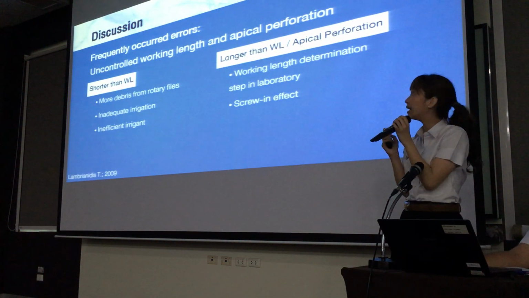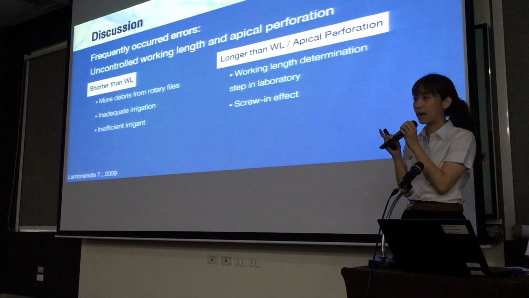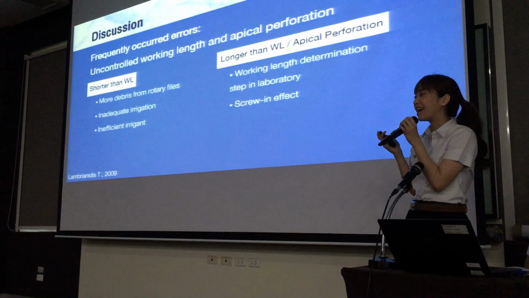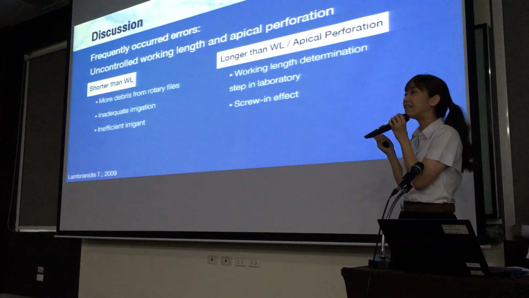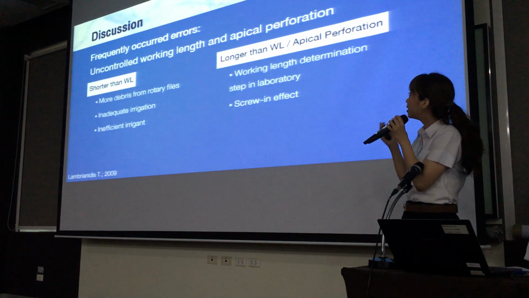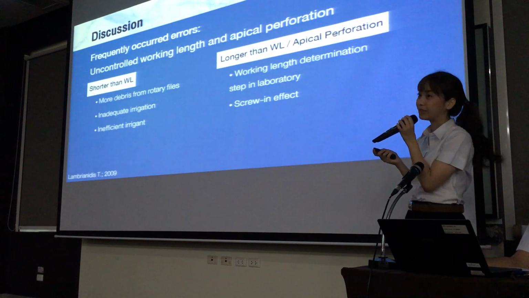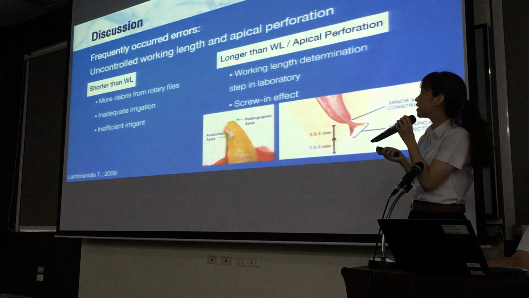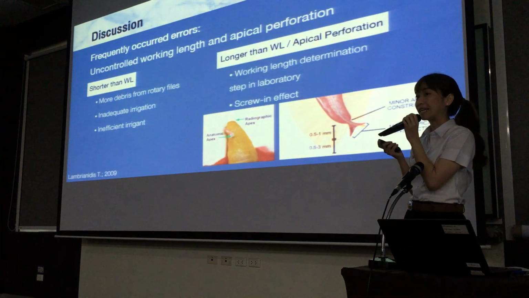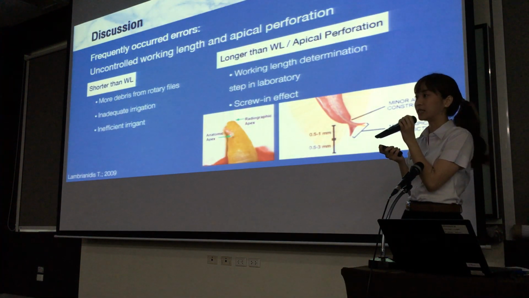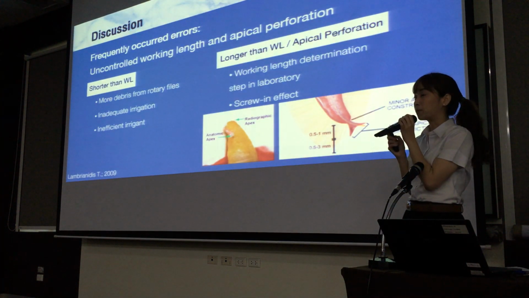So the working length in the lab, the apical reference point, may not be the exact minor apical constriction. So this would lead to the longer than the working length. And moreover, the rotary file has a screwing effect, which means the file can easily slip into the canal if the students don't have a proper hand rest.